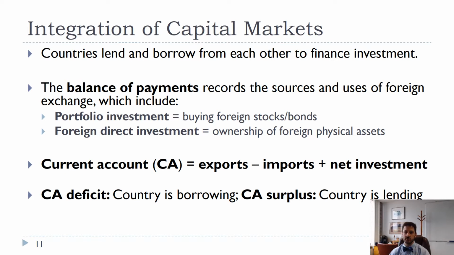And so if the country has a current account deficit, so that exports minus imports plus net investment is negative, that means the country is borrowing compared to the rest of the world. And if they have a current account surplus, that means the country is lending. So if you're exporting a lot more than you're importing, or your net investment is very positive, you're likely to have a current account surplus. On the other hand, if you're importing more than you're exporting and your net investment is negative, then you're likely to have a current account deficit.